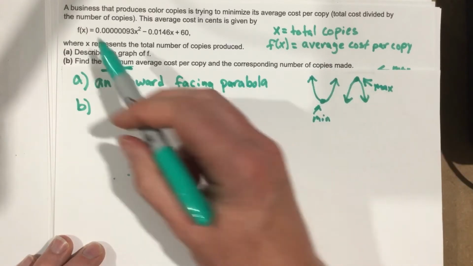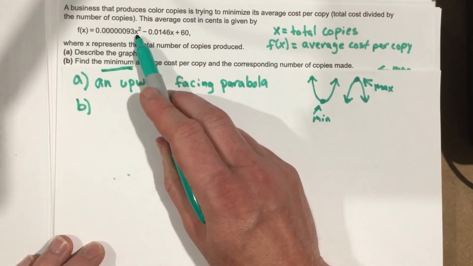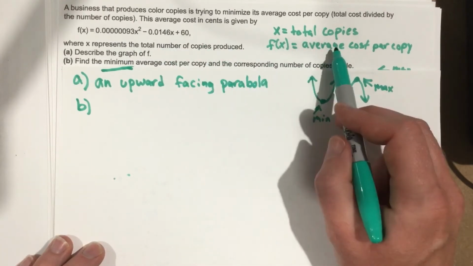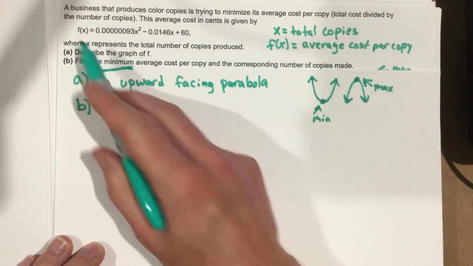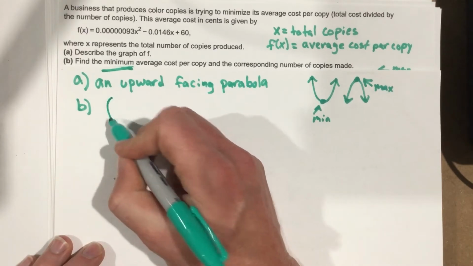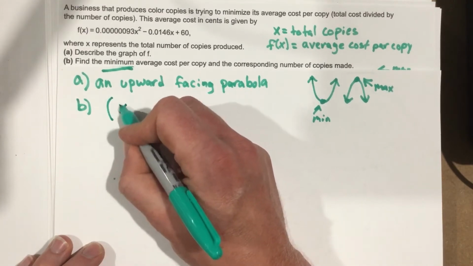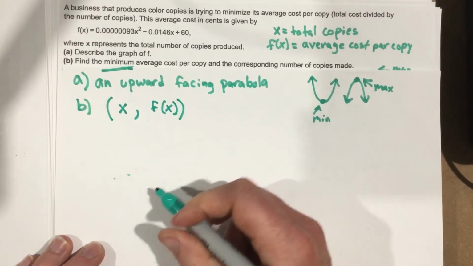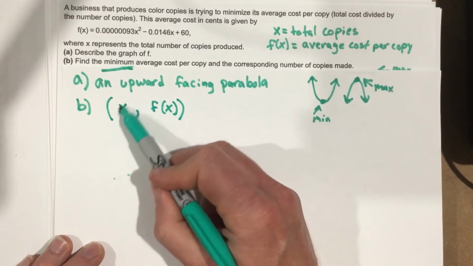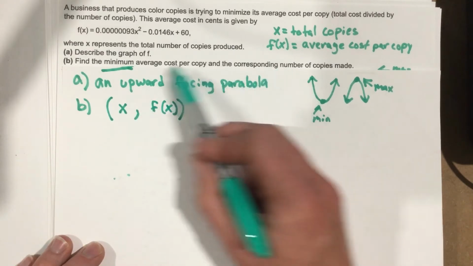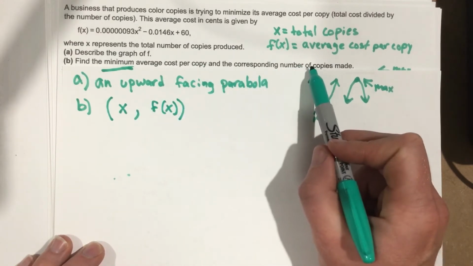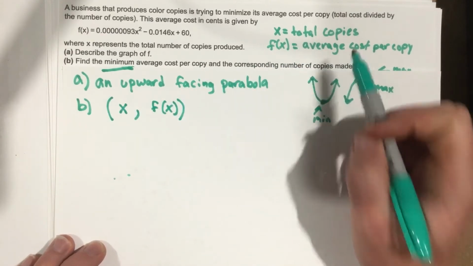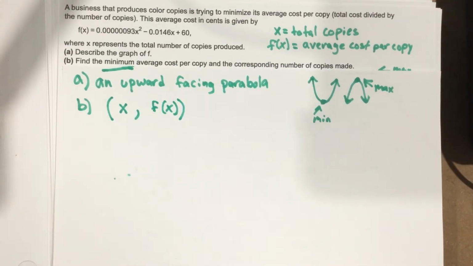In what order, though? We'll look at the equation. X is the independent variable, which is the total copies, and F of X is the average cost per copy. So when we go to find this, we're going to have the X value here and the F of X value here. So X is going to stand for, the first thing we find is going to be the total copies, which is opposite of how they have it written, right? Total copies, they say come second, but it's not, it's first. And F of X is going to be the average cost per copy.